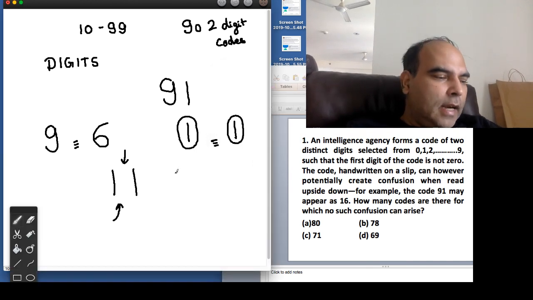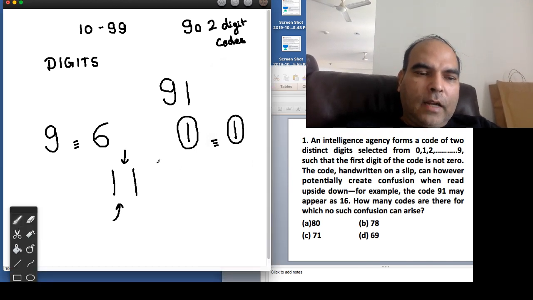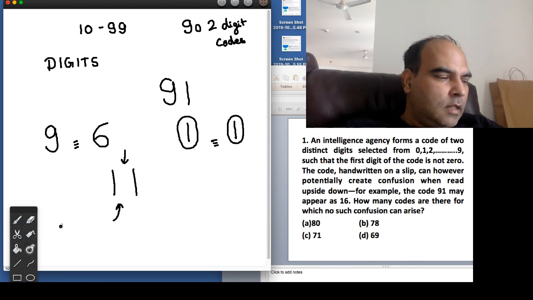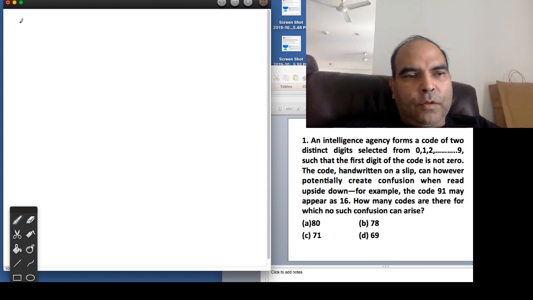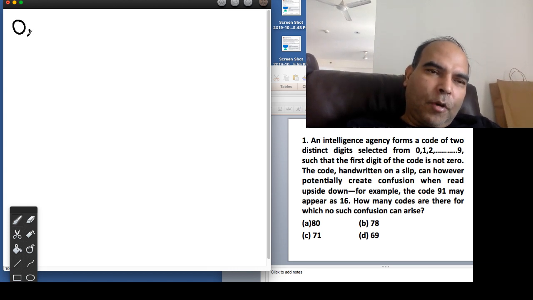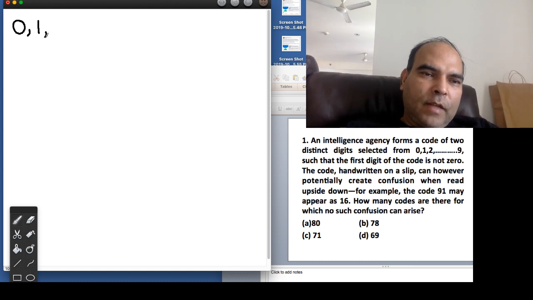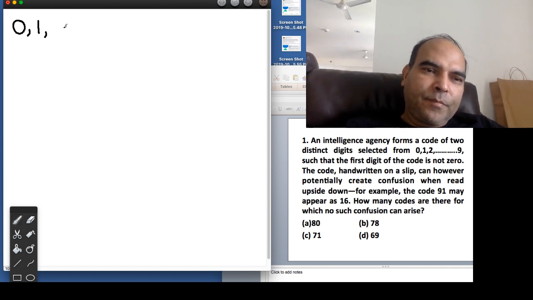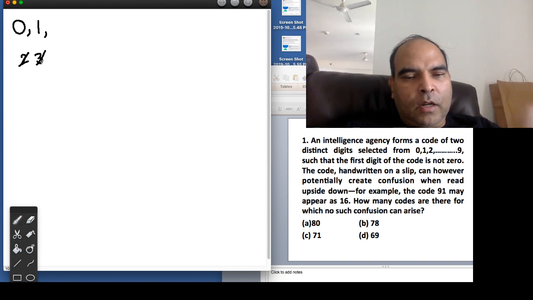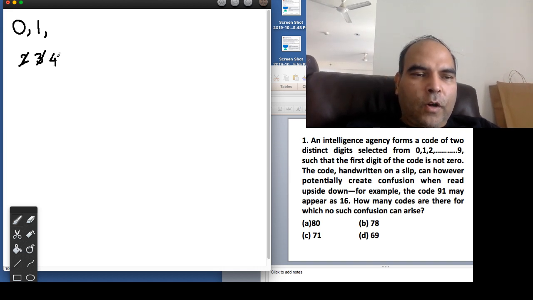Based on this understanding, we can start looking at what digits are there that will create a problem. If you look through the digits, 0 is a number which will create a problem on top and bottom. 1 is a number which will again create a problem on top and bottom, although it will look like itself when you invert the page. 2 will not create a confusion, because if you invert the page, it will look upside down. 3 will not create a confusion because it will turn around if you invert the page. 4 will not create a confusion. 5 will not create a confusion.